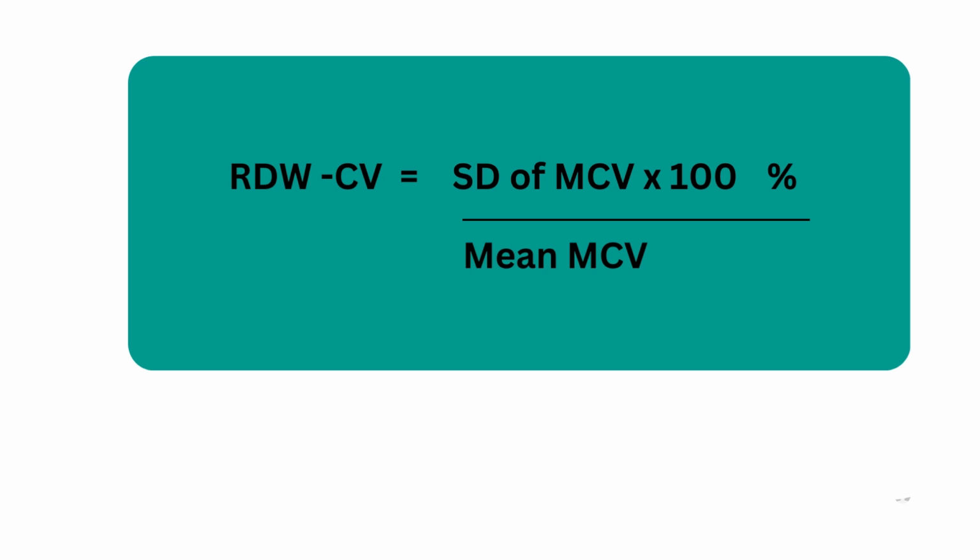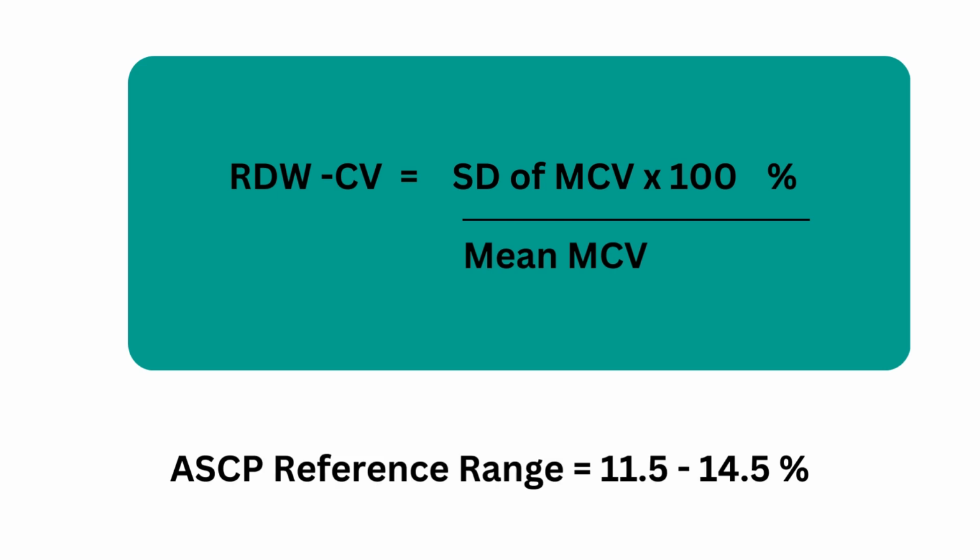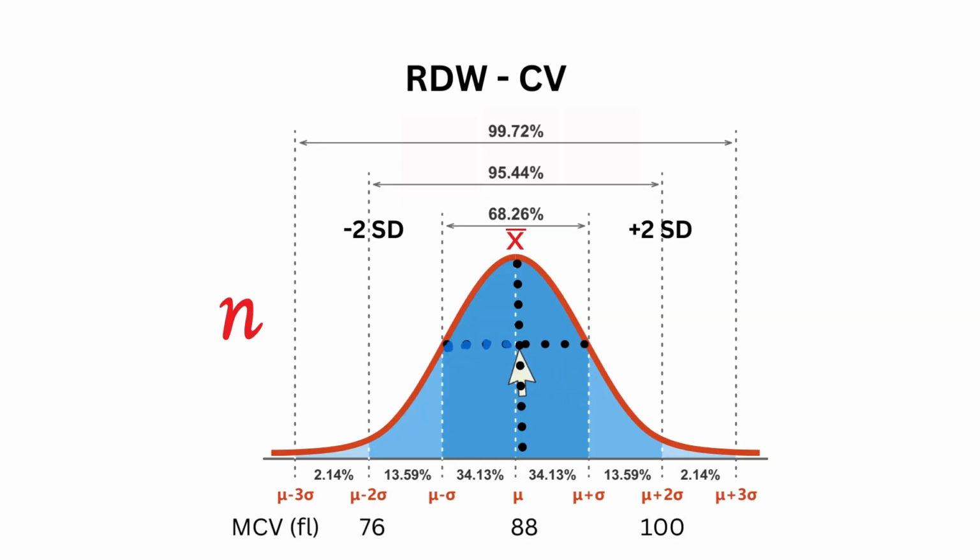The fourth equation is RDW-CV, or coefficient of variation, which is a measure of the proportion of standard deviation of MCV over the mean MCV times 100%. The Gaussian bell curve of the MCV shows the proportionality of standard deviation over the mean MCV. This description of the distribution shows if it's tall and narrow or short and wide.